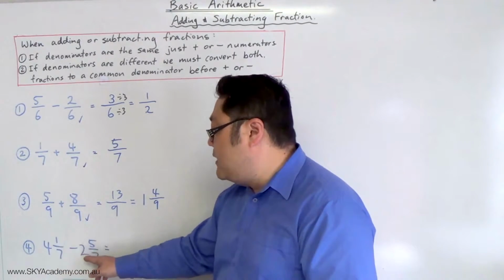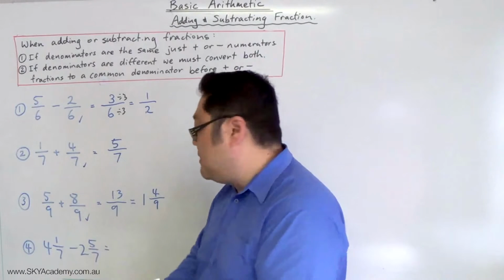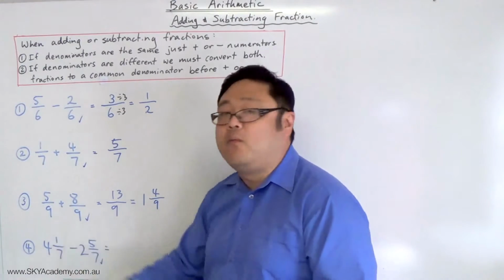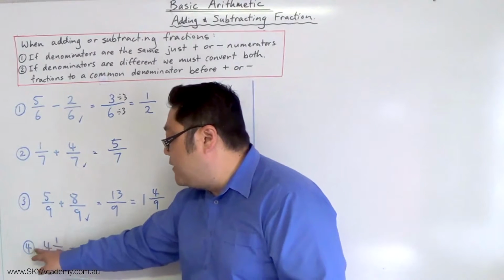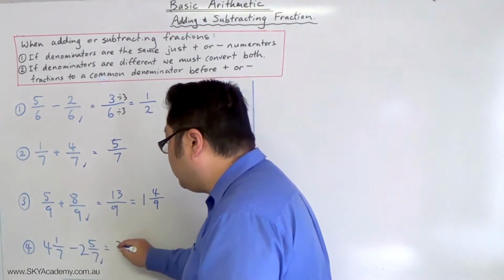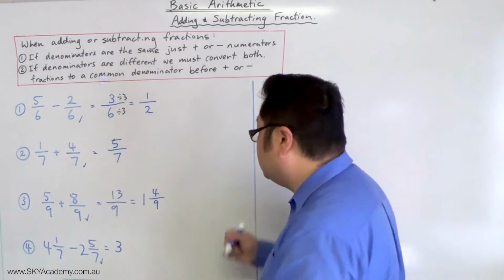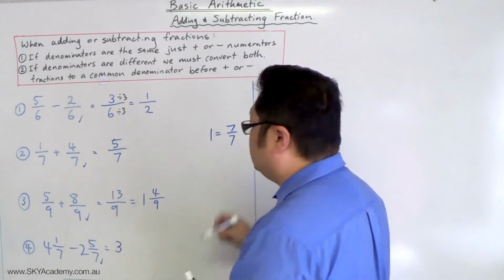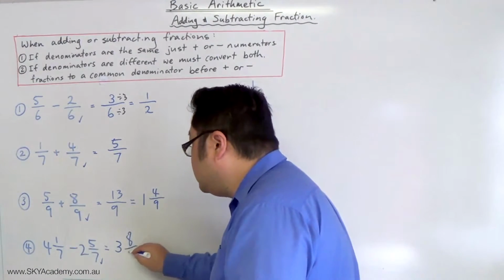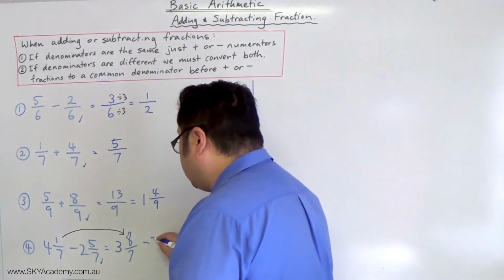4 1/7 minus 2 5/7, right? Now, are the bottoms the same? Yes, the bottoms are both 7. Tick. 1 minus 5, can you do that? You can't take 5 away from 1, right? So what you have to do is take 1 whole from this 4. So if you take 1 whole from this 4, you're left with 3 wholes. And that 1 whole that you've taken from the 4 becomes 7 sevenths. So 1 whole, 7 sevenths, plus that 1 seventh becomes 8 sevenths. So 4 and 1/7 becomes 3 and 8 sevenths, minus 2 and 5 sevenths.